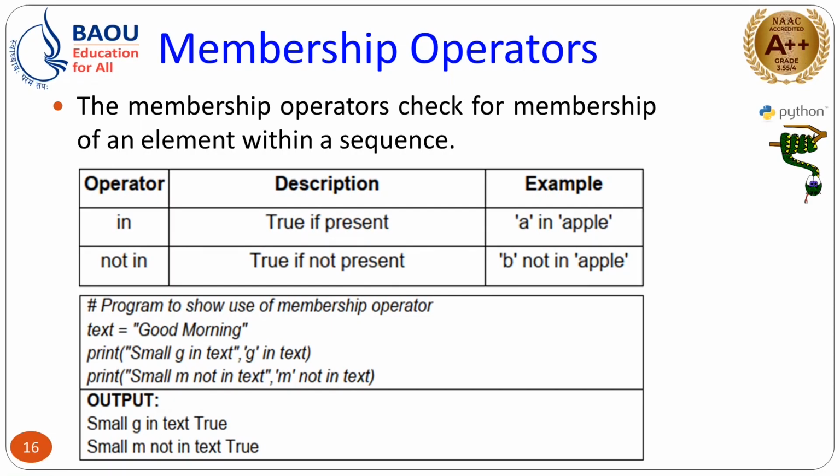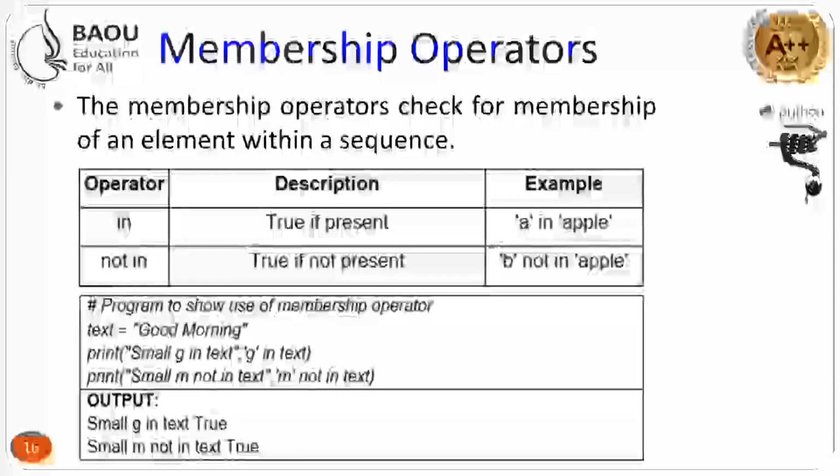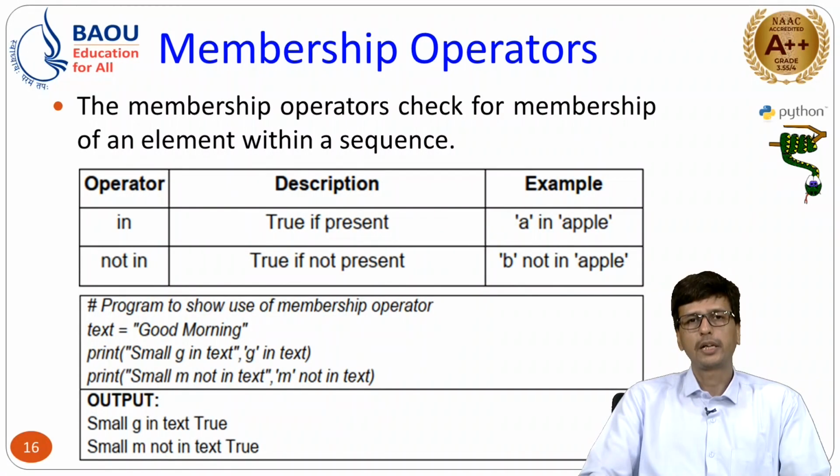In that case you are using membership operators. Basically two keywords are used here, in and not in. If that particular element is available in the sequence, then the result you will get is true, and if it is not available in the particular sequence, then you will get the result false.